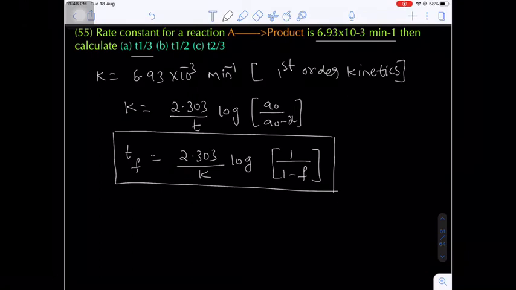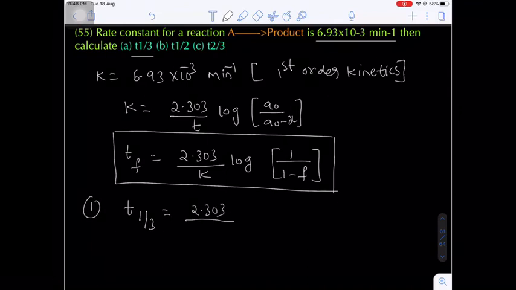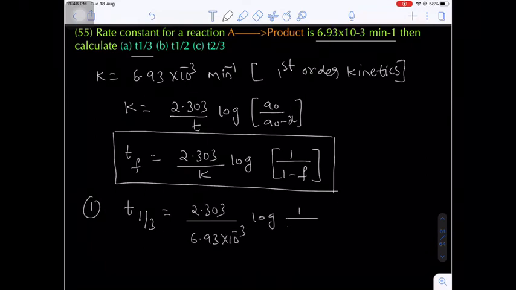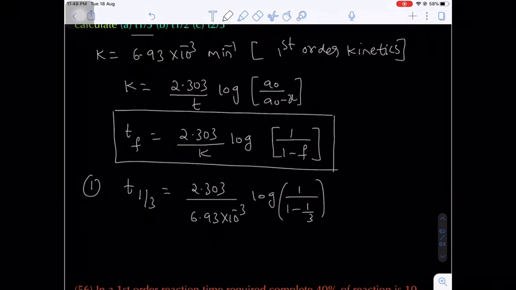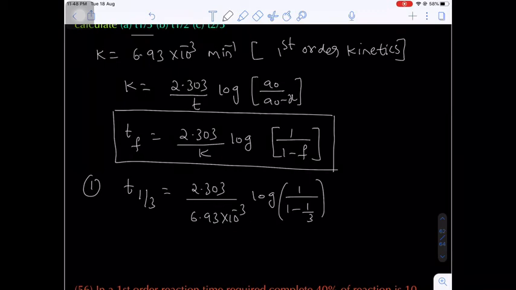Okay. Now first one, what is the K value given here? K value given 6.93. So first question T 1 by 3, that is nothing but 2.303 by, what is the K value here? 6.93 into 10 raised to minus 3 log of 1 upon 1 minus 1 by 3. In the denominator you will get 2 by 3. 2 by 3 will go to the numerator. You will get 3 by 2. So finally you will get the answer 59.81 minutes.